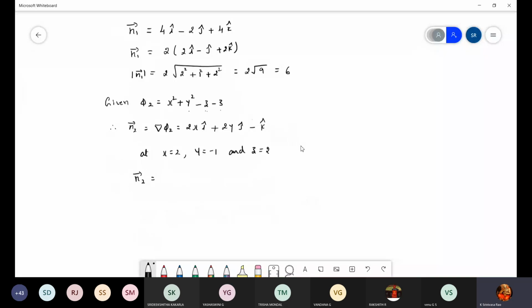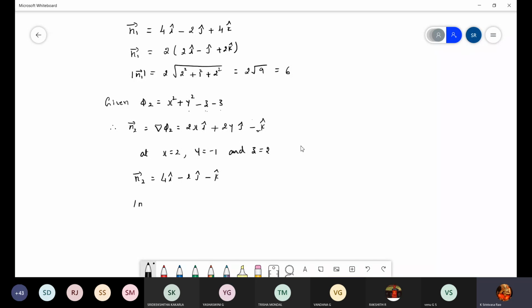So n2 equals 4 I cap, plus, since y is minus 1, minus 1 into 2 is minus 2 j cap, and minus k cap. There is no z in the third term, so no need to substitute; don't write 2k cap here. It should be minus k cap only. This is n2. So next, the magnitude.